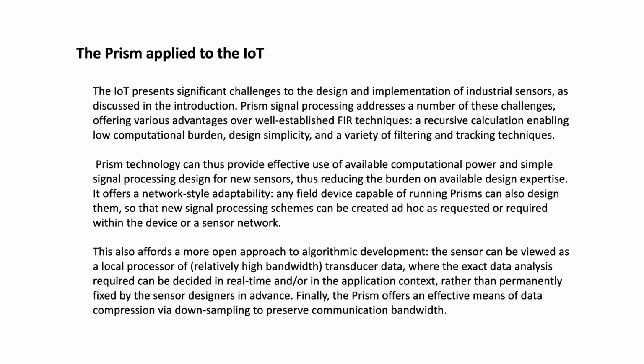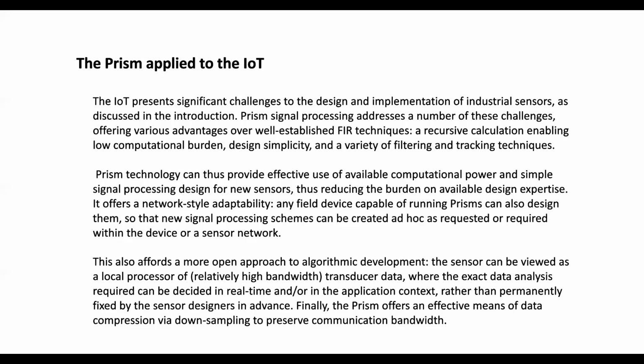Finally, the Prism offers an effective means of data compression by downsampling to preserve communication bandwidth. The Coriolis meter provides one example of a substantial increase in measurement update rate achievable using Prism signal processing. But the same technique could benefit a wide range of other sensing and monitoring applications.